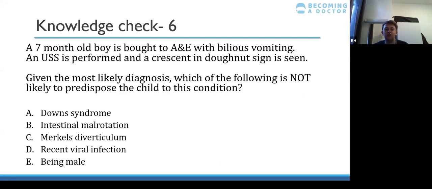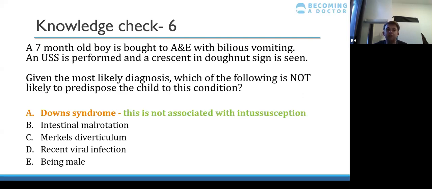Okay, good. So in terms of the answer, Down syndrome. This is a classic sort of intussusception presentation. It's a slightly older infant, contrasting with gut volvulus. They've got bilious vomiting, and we have an ultrasound that's pretty much confirmed the diagnosis with this sort of pneumatic sign. And we want to know what predisposes them to it.